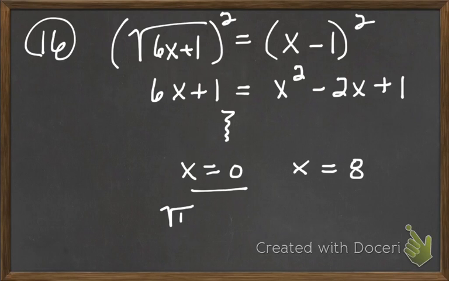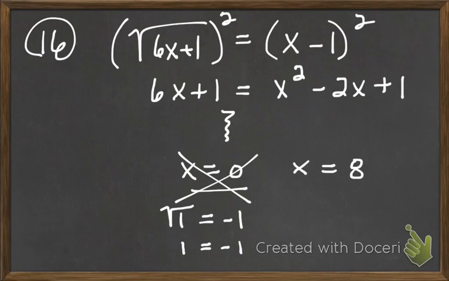So I have the square root of 1 on the left, and on the right, if I put a 0 in, the original problem was just x minus 1 on the right, so 0 minus 1 is negative 1. If x is 0 and you plug it in on the right, you get 0 minus 1. So is the square root of 1 going to be equal to negative 1? No, the square root of 1 is 1, and that's not going to be equal to negative 1. So you throw the 0 out, and then you try the 8.